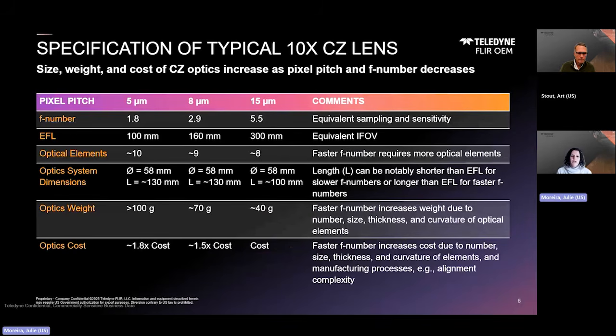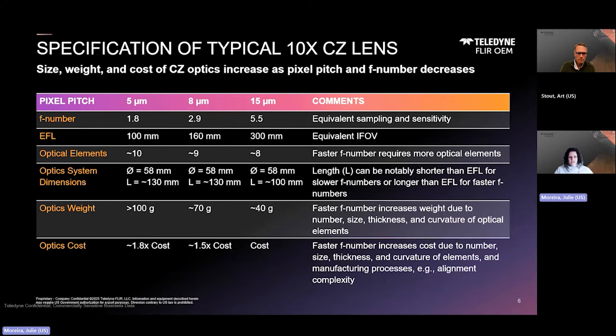All right, so now I'm going to walk through an example where smaller pixel pitch does not translate to SWaP-C advantages for an infrared system. The table shown here provides a real-world example comparing 3 system designs derived from a specification of a typical 10x continuous zoom lens. In this example, sampling and sensitivity are expected to remain the same for each option. So we're expecting the same application and being able to achieve the desired performance for that application and needs for that application, but with 3 different pixel pitches.